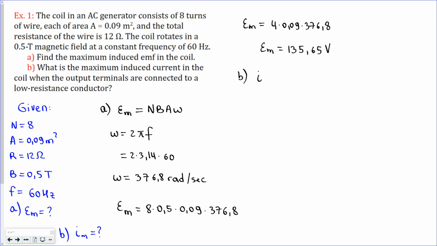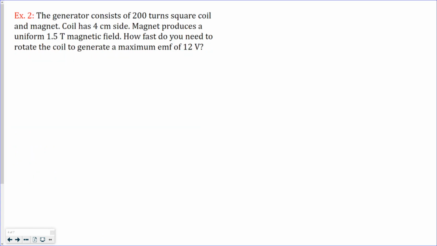Then what is the maximum current? So from the Ohm's law, it is EMF over resistance. So 135.65 over 12, and the answer is 11.3 amperes. So we found the maximum EMF and the maximum current. So that was an easy question. Now let's move to the second problem.